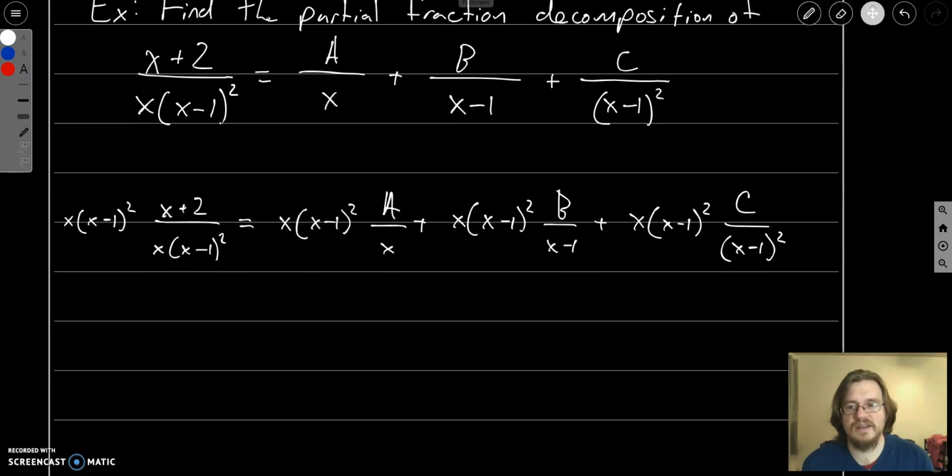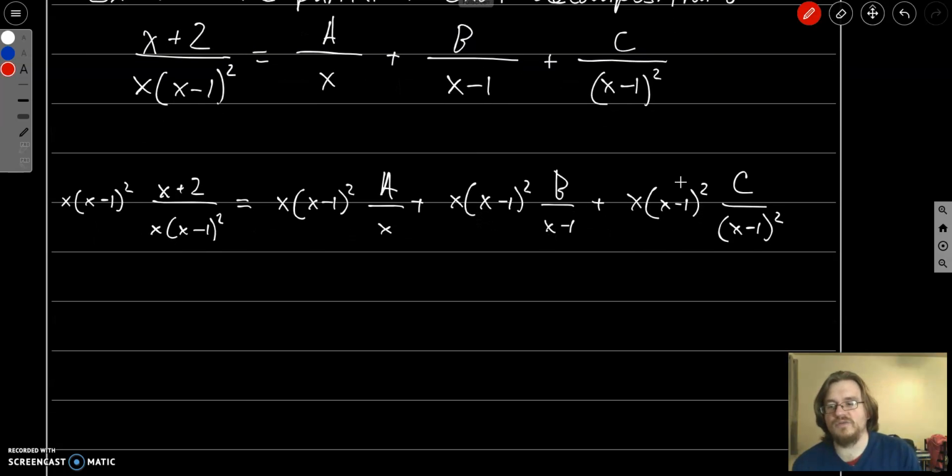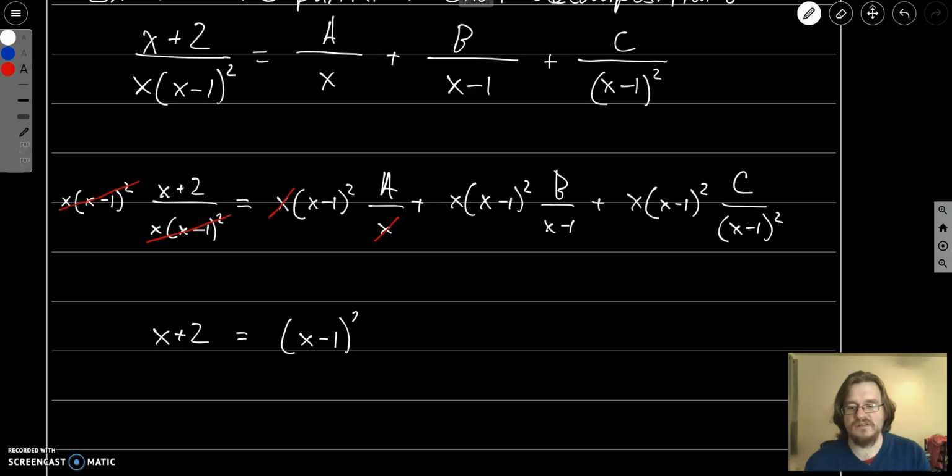It all fit. So next, the reason why I'm doing all this is because all the fractions will cancel and we won't be left with any fractions anymore. So the x times x minus 1 squared will cancel with this x times x minus 1 squared. So we'll just have an x plus 2. This will be equal to, here I have a factor of x, and that'll cancel out with a factor of x. So I have an x minus 1 squared times a, plus what's left over here.